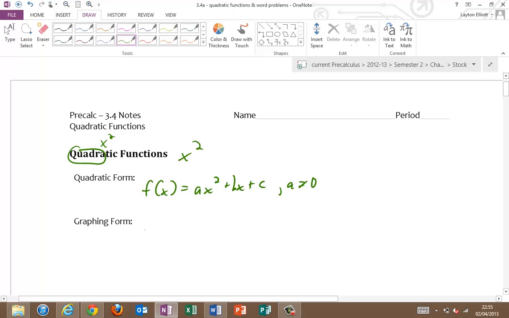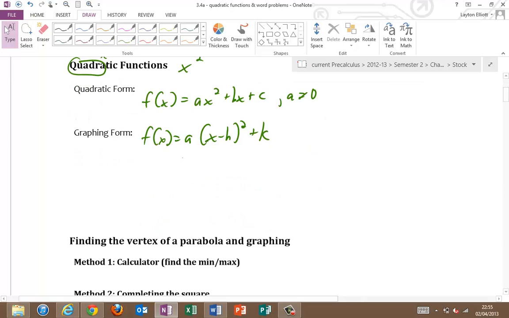And then graphing form, f of x is equal to a parentheses x minus h squared plus k. That's the form that lets us know what the vertex is. The vertex would be (h, k), the max or min of the parabola. We also know from that the vertical line x equals h is the axis of symmetry. We've been using the axis of symmetry to plot the opposite side of base points whenever we have them.